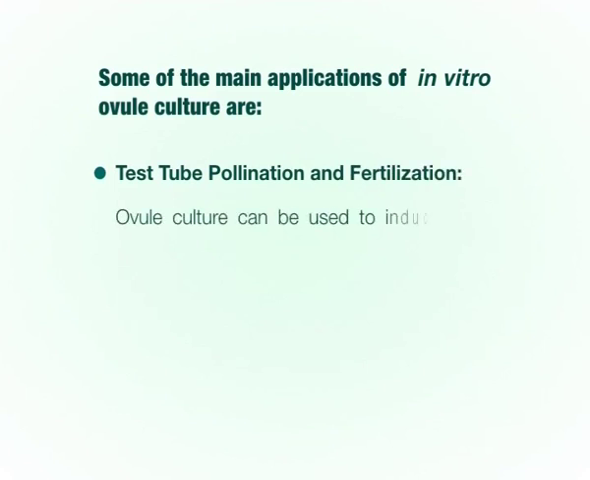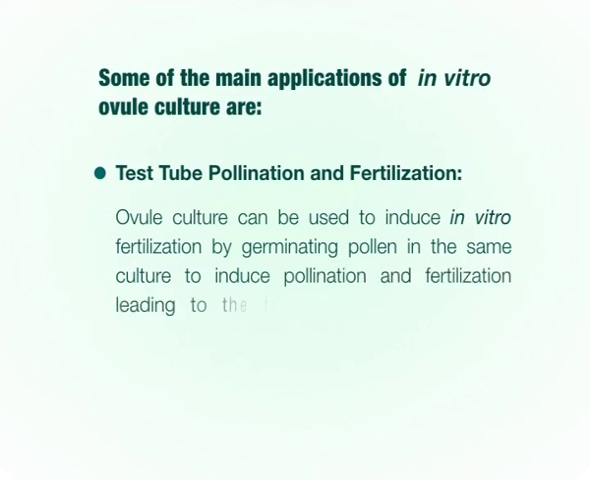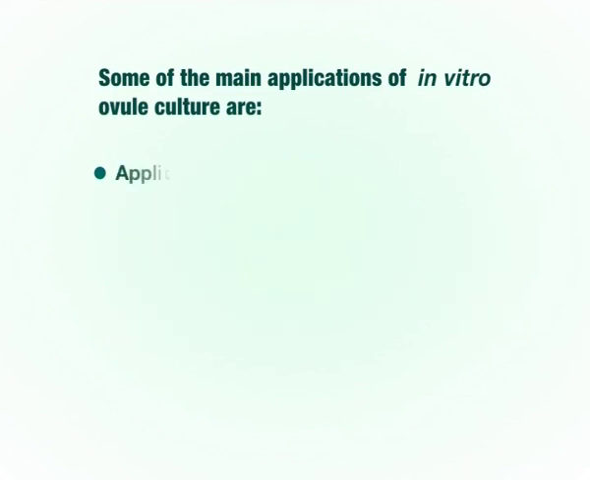Ovule culture can be used to induce in vitro fertilization by germinating pollen in the same culture to induce pollination and fertilization, leading to the formation of mature seeds containing viable embryos. The next application is application in hybridization.